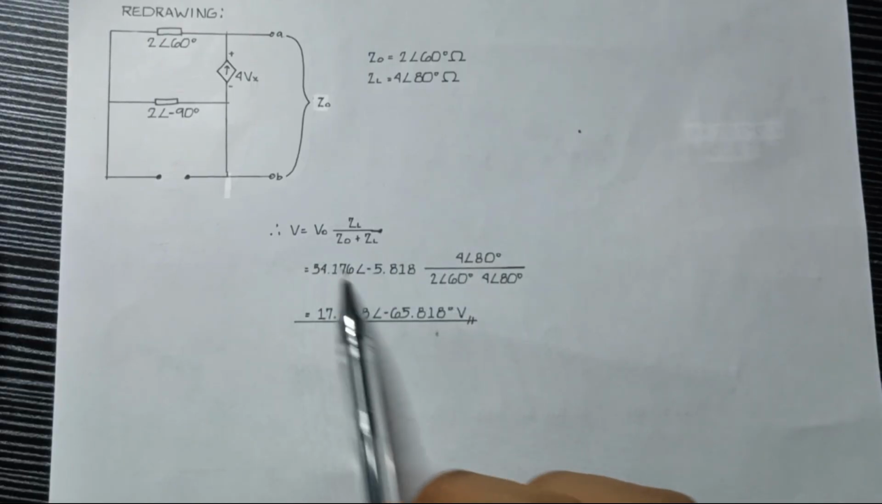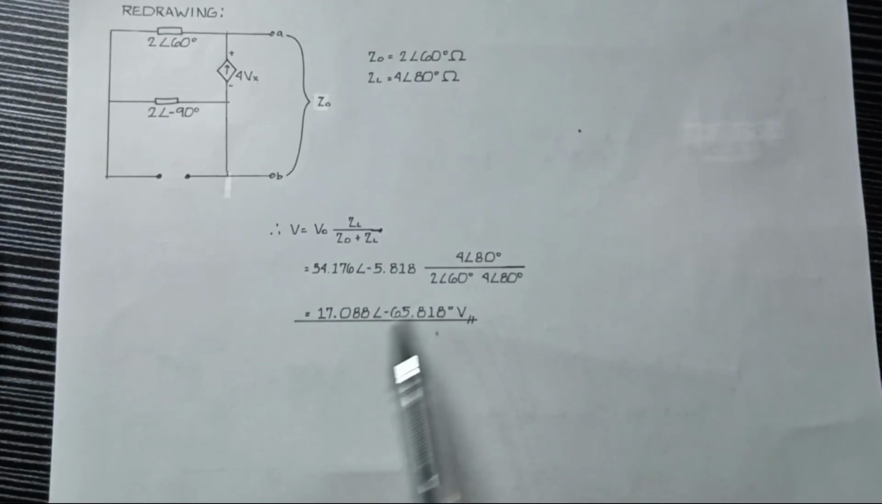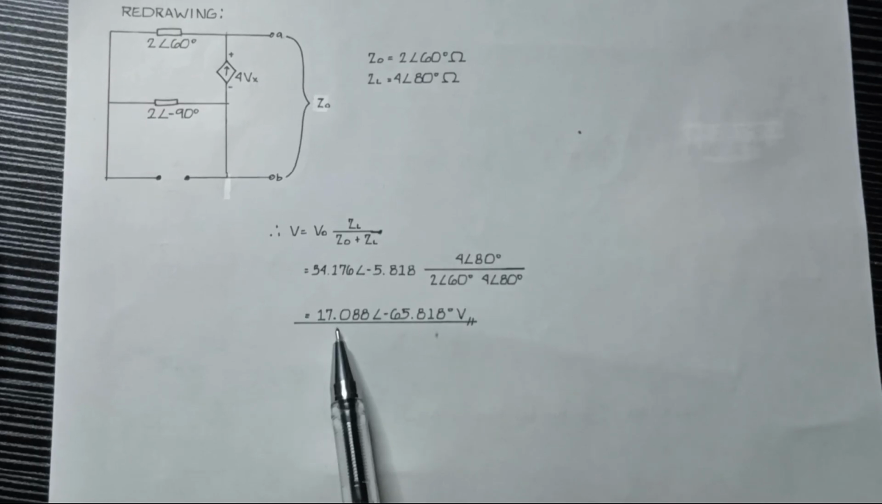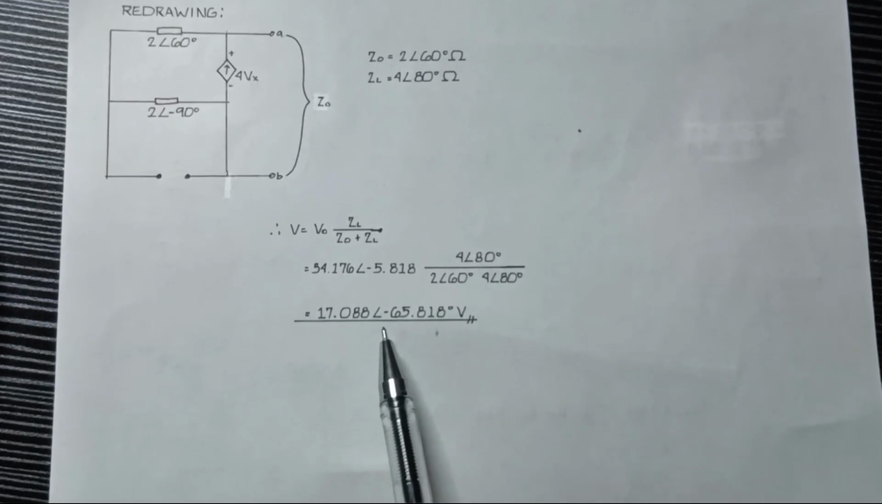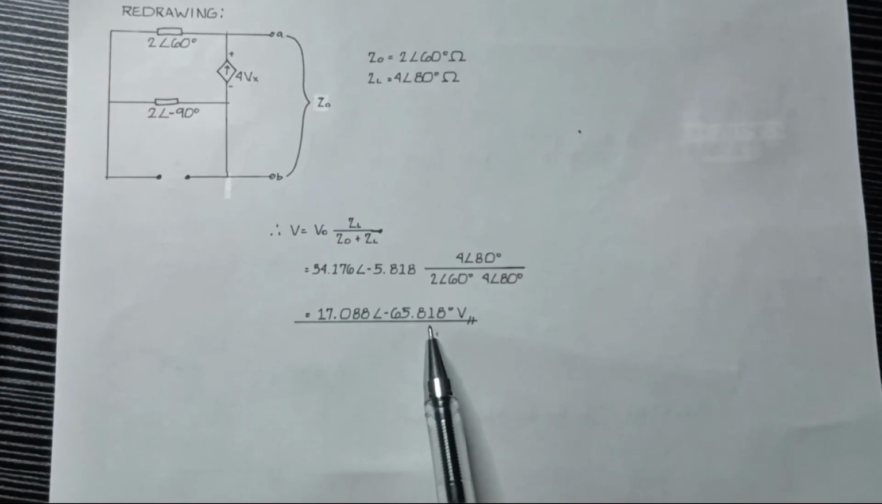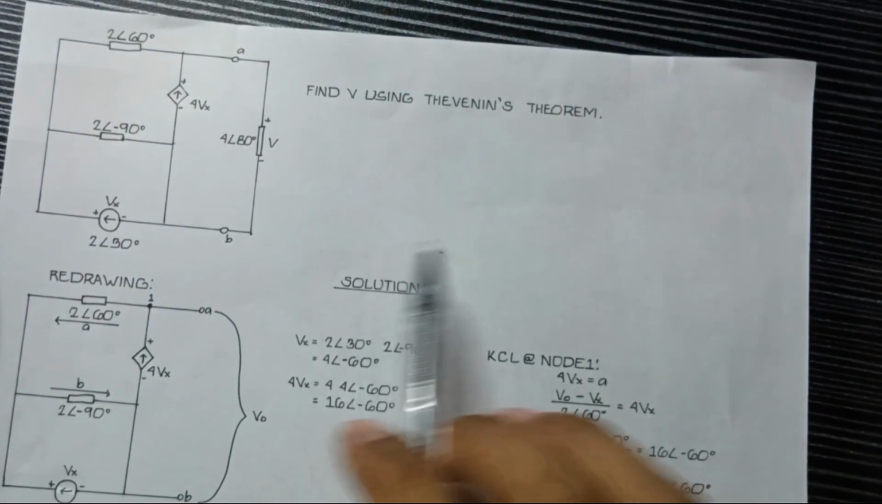And upon substituting these values, we get the value for our voltage as 17.088∠-65.818° volts, which is the requirement in our problem. So this is how we obtain the voltage across 4∠80°. I hope you have gained a deeper understanding of Thevenin's theorem and nodal analysis.